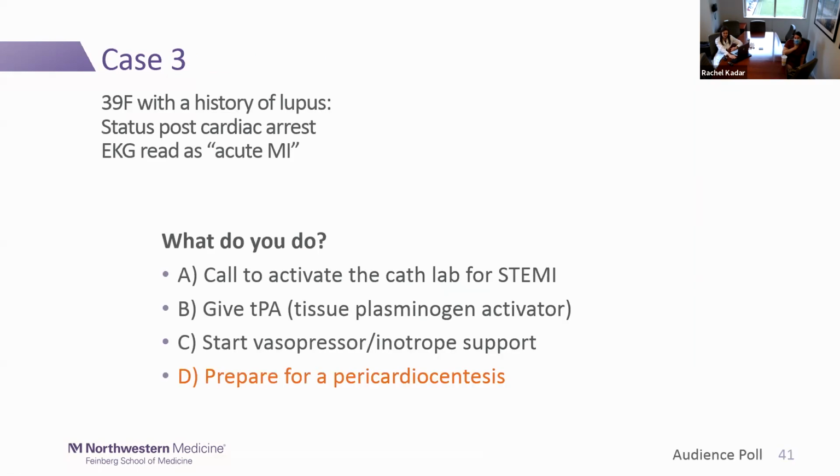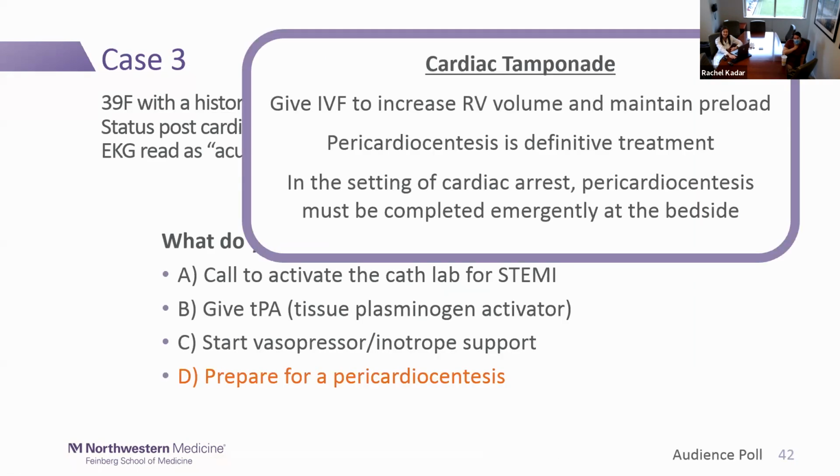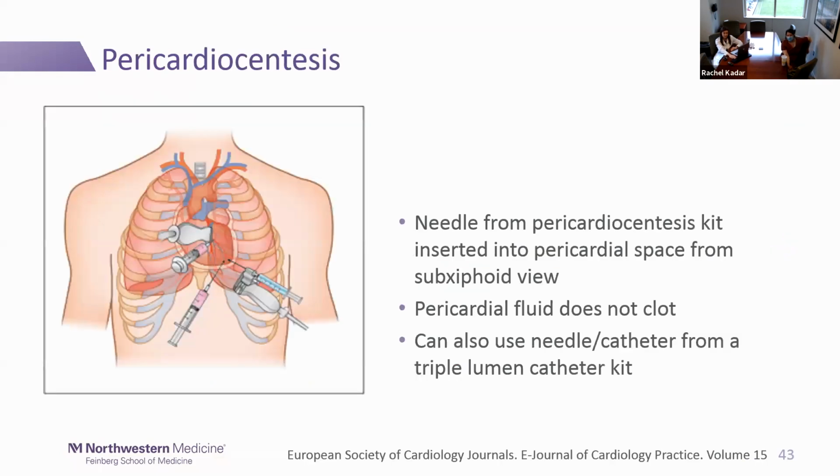So now what would we do? We would prepare for a pericardiocentesis. The diagnosis is cardiac tamponade. You want to give IV fluids to increase that right ventricular volume and maintain preload. Pericardiocentesis or pericardial window is the definitive treatment. And in the setting of cardiac arrest, pericardiocentesis must be completed emergently at the bedside. So I was the only physician at this small hospital on a Sunday and had to go forward with a pericardiocentesis because she continued to code.